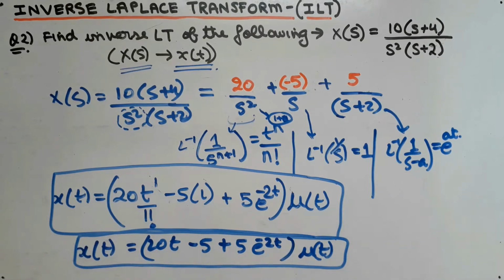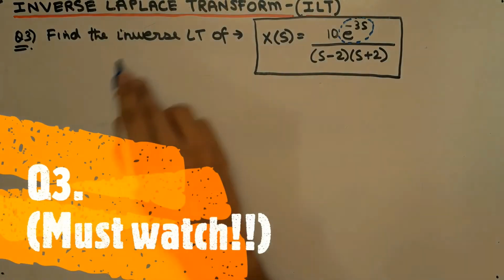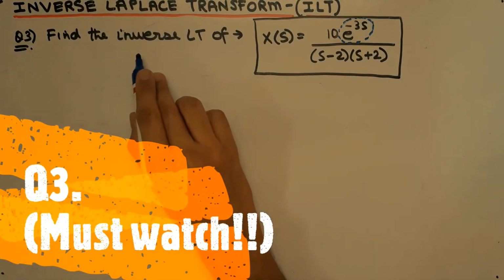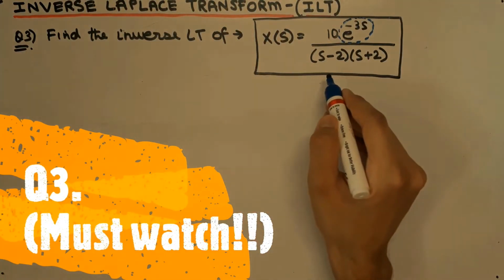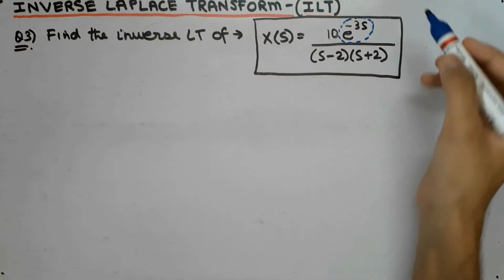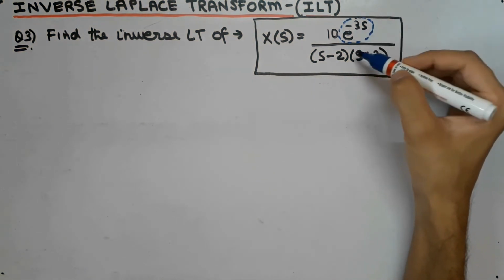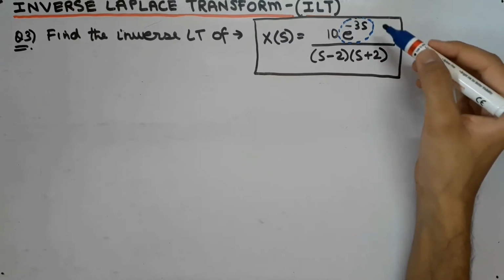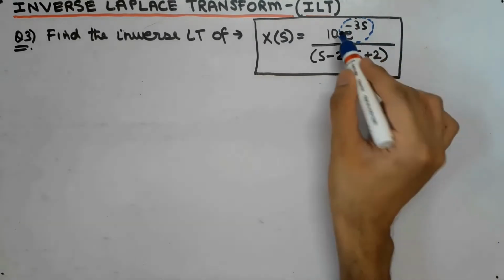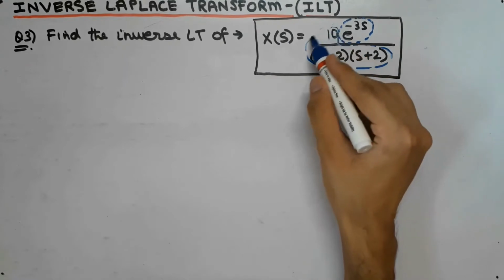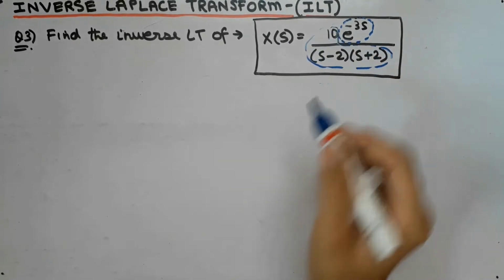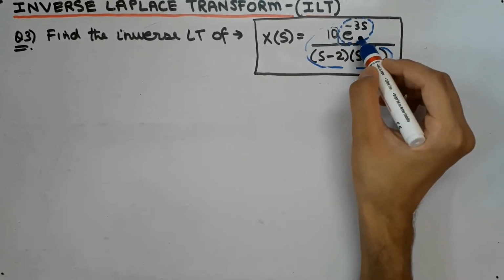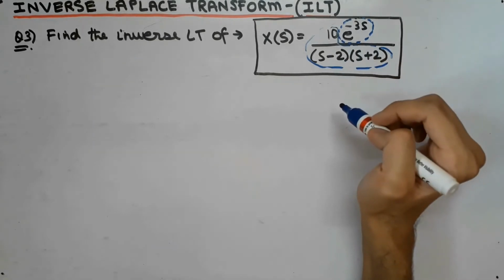Now this is the final answer that we got by applying inverse Laplace transform. Now in question number 3 we have to find the inverse Laplace transform of this. In these types of questions in which we have e to the power something multiplied, we have to perform the partial fraction differently. First we will ignore this part and only consider the part in which e to the power something is not multiplied. So over here e to the power minus 3s will not be considered while we are taking partial fraction.